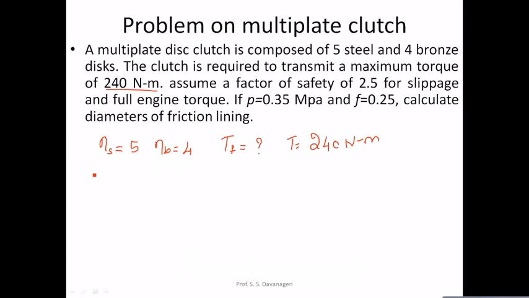Okay. Now this service factor or engagement factor or a factor of safety beta is given. So beta is how much? It is 2.5, and pressure P is 0.35 megapascal and the coefficient of friction F is 0.25. So now let us calculate first what is the total frictional torque required to transmit maximum torque of 240 Newton meter. Okay. Now we will calculate first the frictional torque.